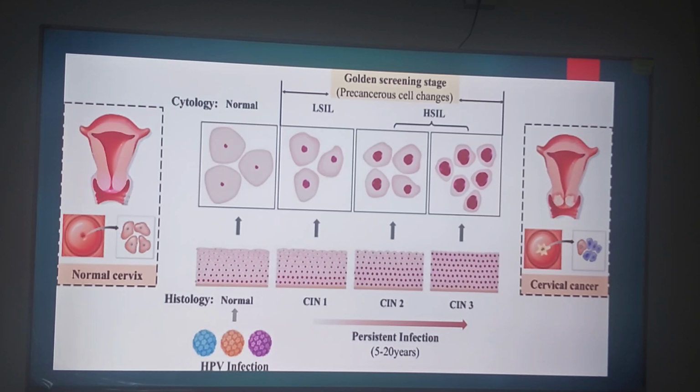Good screening stage for pre-cancerous cell changes, which we see in the pap smears. This is the normal cervix. This is the cervical cancer. This is the normal cervix. There are no lesions seen, and this image shows the lesion in the cervix. This is called cervical cancer. This is called normal cervix. This is very important. We should screen females greater than 18 years.